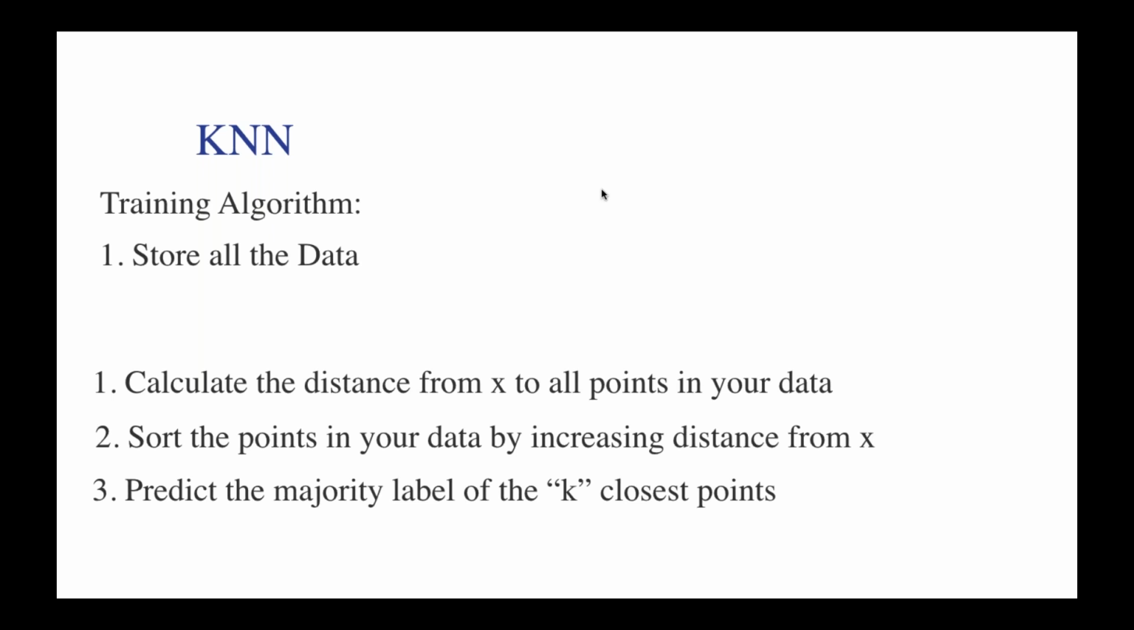Using all those distance techniques, we are trying to find out the distance of all other points of the data to the point X. This is step number one. Step number two, sort the points in your data by increasing distance from X. And third is predict the majority label of the K closest points.